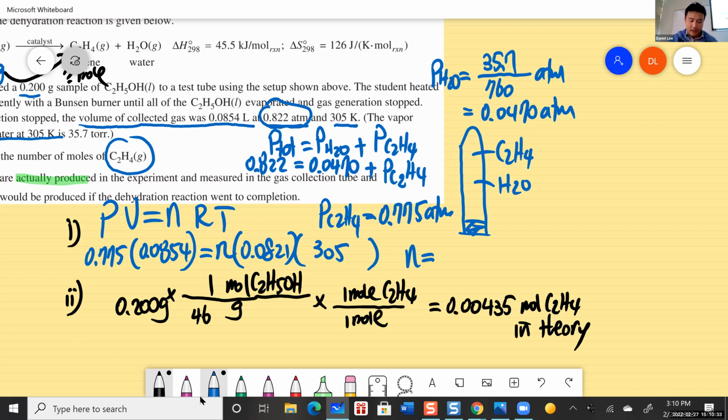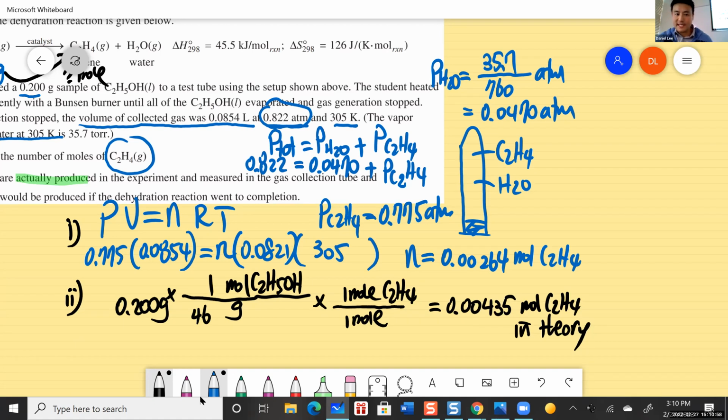So divided by R, divided by temperature. I actually collected 0.00264 moles. So you should have gotten more, right? Because we did that in part 2. If we decompose the entire ethanol, we should get 0.00435, but we only got 0.00264.